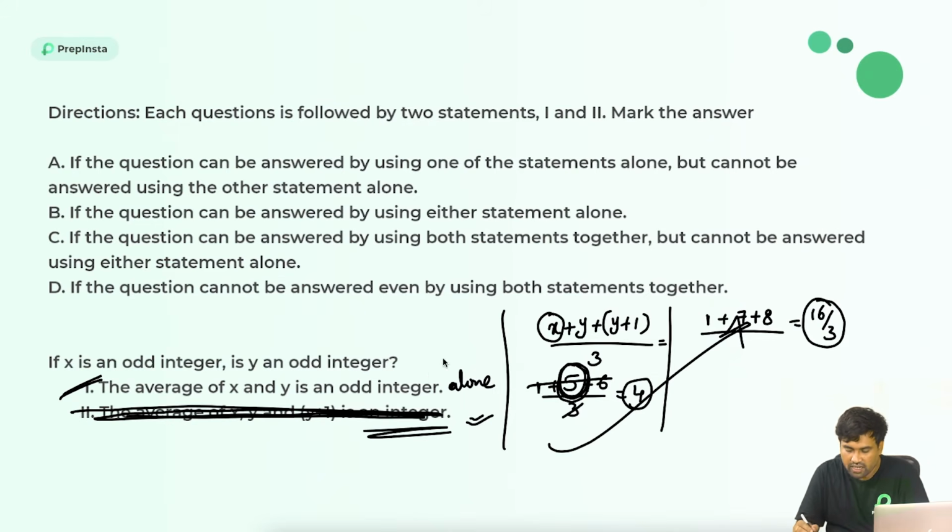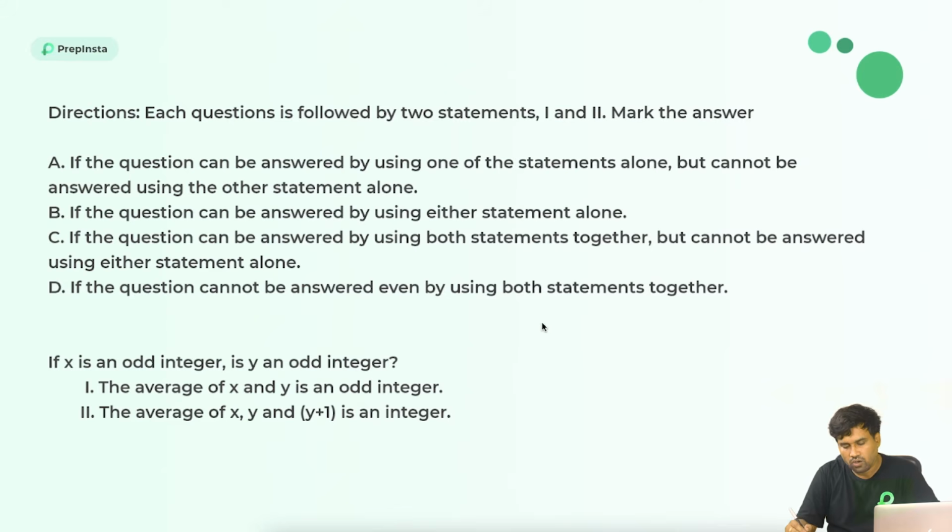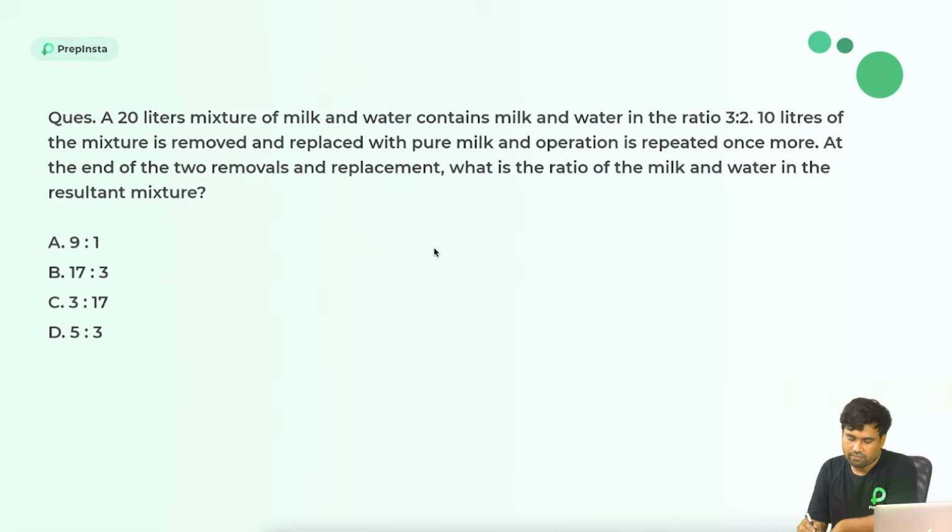But in the first statement alone case, we are getting exactly an integer value if and only if y is an odd number. So statement 1 alone is sufficient. So option A is correct. One of the statements is sufficient, the other statement alone is not sufficient. So option A is correct. Okay, just look into the next question.